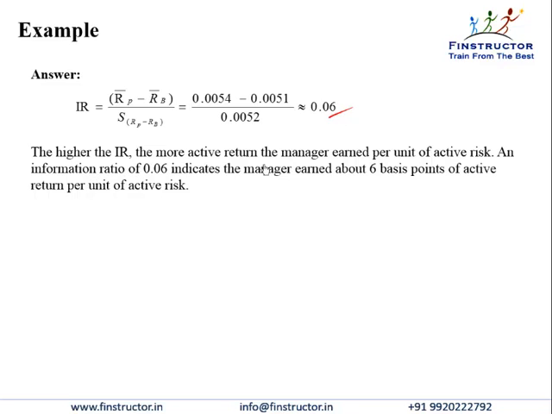The higher the information ratio, the more active return the manager earned per unit of active risk. An information ratio of 0.06 indicates the manager earned about 6 basis points of active return per unit of active risk. Please note, in the previous formula that we studied, the active risk squared, or the variance of the active return, is equal to the active factor risk plus the active specific risk. Please note, the active factor risk is also the variance of the return attributable to sectoral deviations.